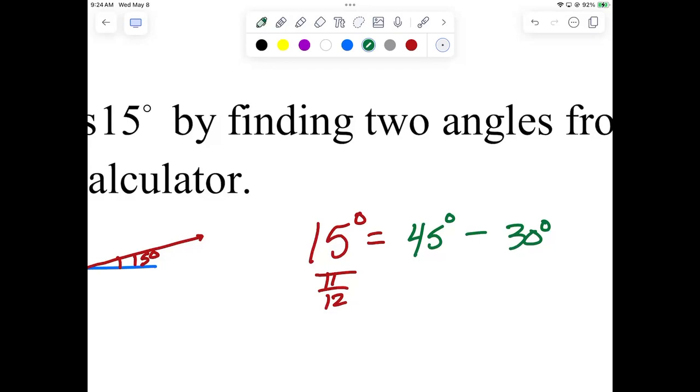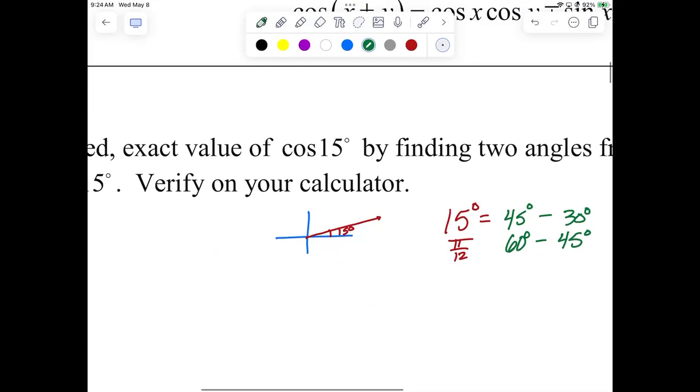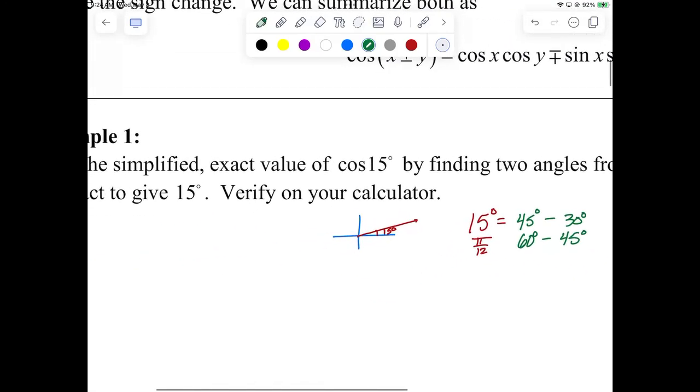Are those the only ones? No, you can do 60 minus 45, right? There's a lot of them. 60 minus 45 will give you 15 as well. We only need one pair. So let's use the 45 and 30. So here's what we're going to write. Come over here on the left side now. Say cosine of 15 degrees is equal to cosine of 45 degrees minus 30 degrees.